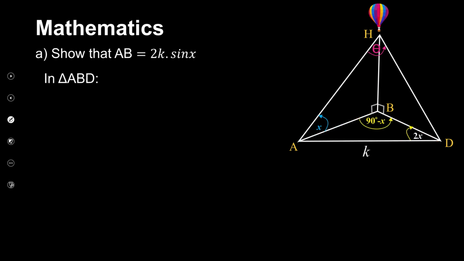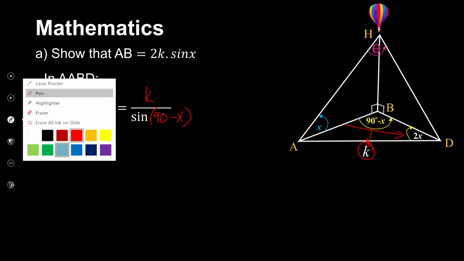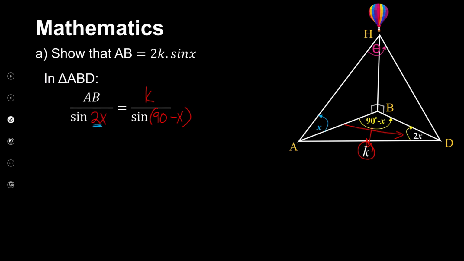Okay, so in triangle ADB, using the sine rule, AB over the angle across it, so it's sine of 2x, will equal, now remember we're going to use this matching pair, so we're going to start off with k over sine of 90 minus x. Okay, and already you're going to notice that this 2x is probably going to change. We're going to use our double angle formula at some point, and we're probably going to end up changing this into 2 sine x cos x. So just keep that in mind. We're going to be using that somewhere.